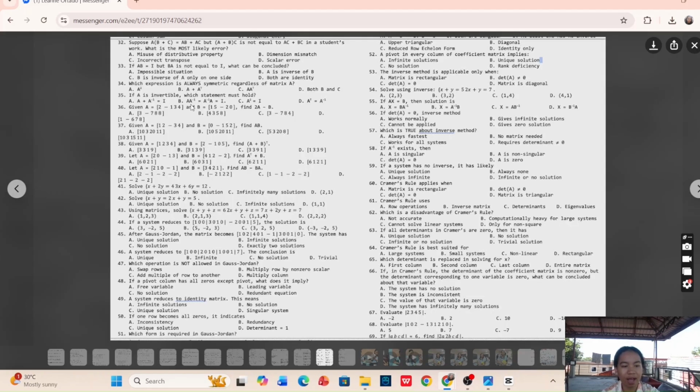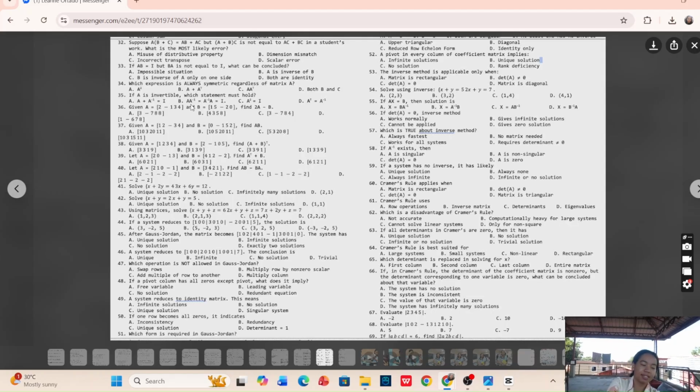Number 45. After Gauss-Jordan, the matrix becomes 1 0 2 4, 0 1 minus 1 3, 0 0 0 0. The system has A. Unique solution, B. Infinite solutions, C. No solution, or letter D. Exactly two solutions. So the answer for number 45 is letter B. A zero row indicates dependency, giving infinitely many solutions.